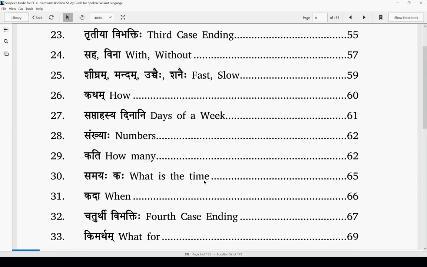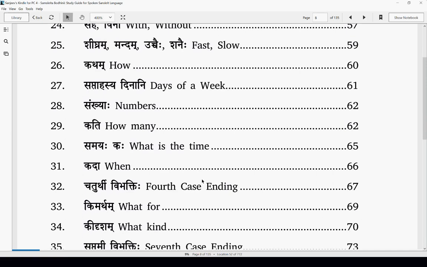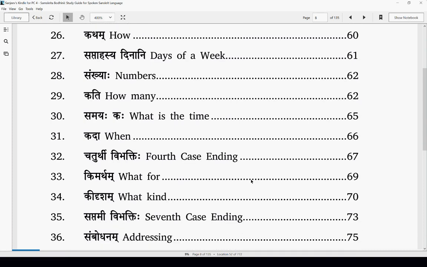Then we have Samaya. Samaya. So hopefully you know how to read the Samaya. Idanim kaha Samaya? Bharata Desha. Bharata Desha kaha Samaya dani? Sardha Ashta Vadana. Okay, good.